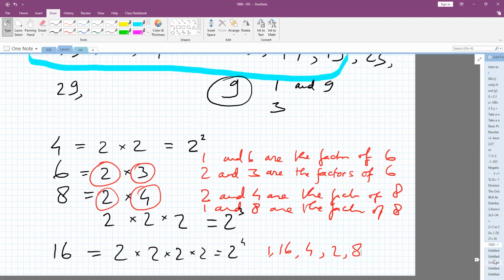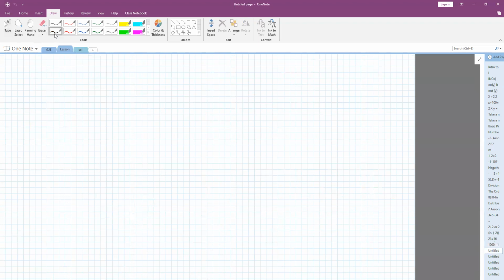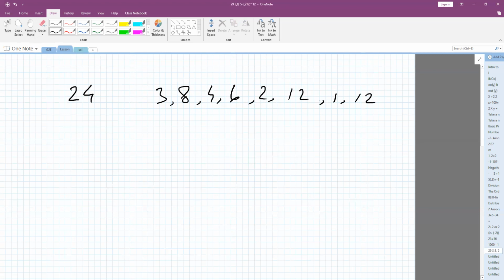Now let's look at another example to get some factors. Let's say 24. What are the factors of 24? 6 times 4, 3 times 8, 12 times 2, and 1 times 24. When you write down these factors, they have to be in pairs. Do you think we have some other numbers that can give you 24 other than these?